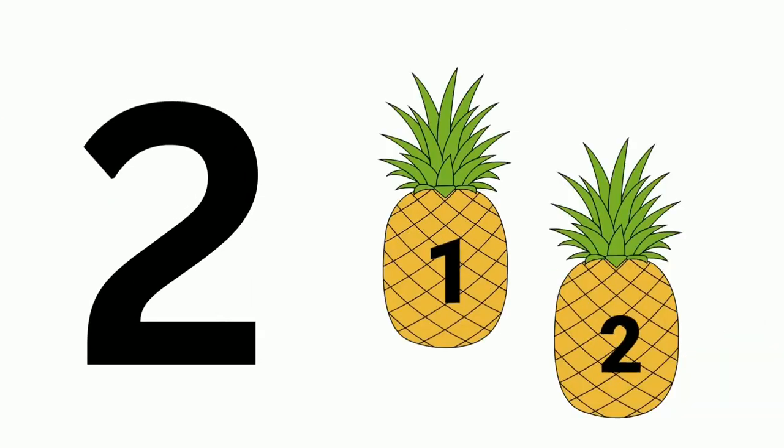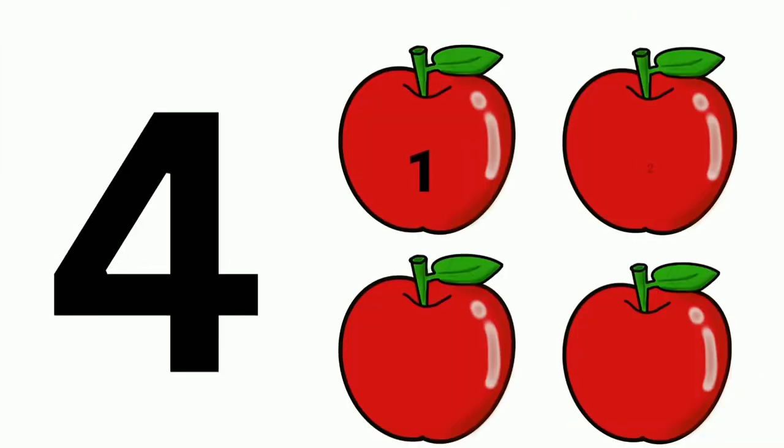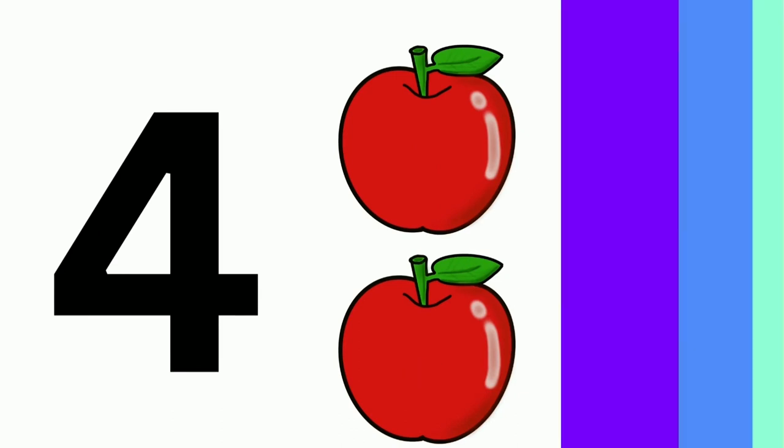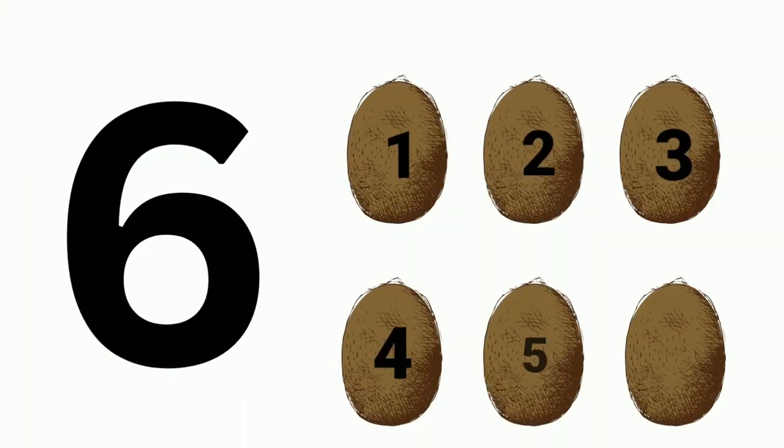One watermelon. One, two, two pineapples. One, two, three, three bananas. One, two, three, four, four apples. One, two, three, four, five, five mangoes. One, two, three, four, five, six, six kiwis.